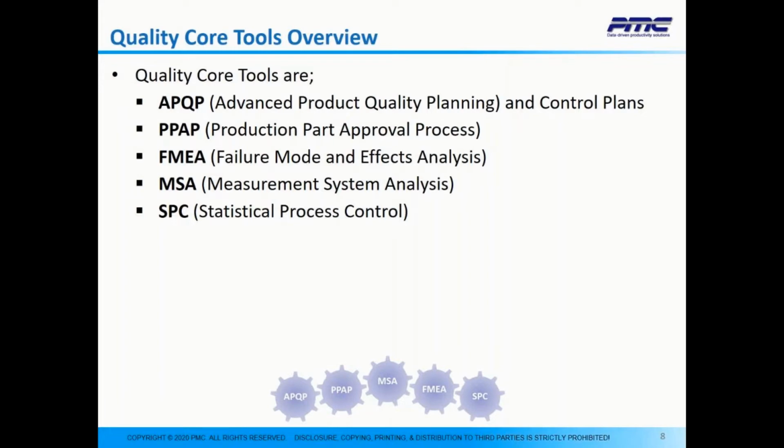PPAP, Production Part Approval Process, ensures engineering design and customer product specific requirements are met. FMEA, Failure Mode and Effects Analysis, is a risk assessment tool used to identify and address potential failure modes in products and in processes. Measurement System Analysis, MSA, warrants the organizations to evaluate their quality measurement systems, which in return provide better product quality. Finally, SPC, Statistical Process Control, describes several basic and advanced statistical methods to ensure process improvements are as effective as possible.